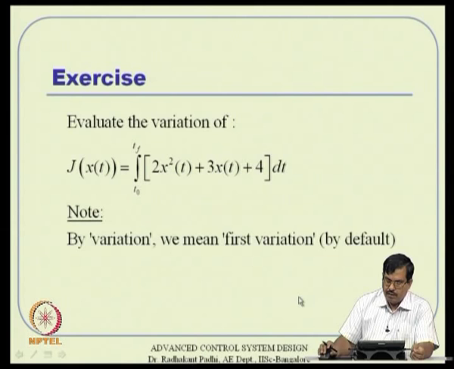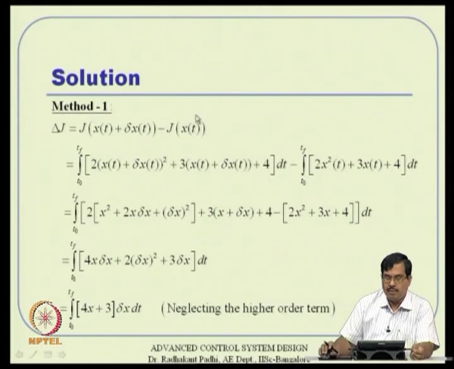Method 1: we just follow the definition. We substitute x plus delta x minus x, that is J of x, then carry out a similar analysis to the previous example, and proceed with the simplification of the algebra. Ultimately we get something like this. We neglect the higher order terms, of course. You simply substitute all that, and there will be a quadratic term; expand that. The integrals have the same limits, so you can combine them, cancel out the common terms, and you are left with something like this.